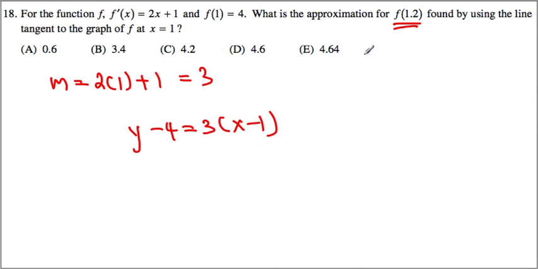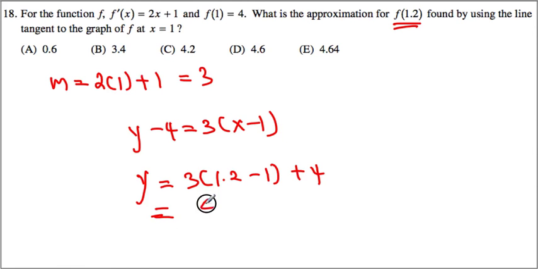Once you plug in 1.2 in place of x, we get y equals 3 times 1.2 minus 1 plus 4. Now this becomes 4.6. 4.6 becomes our answer.